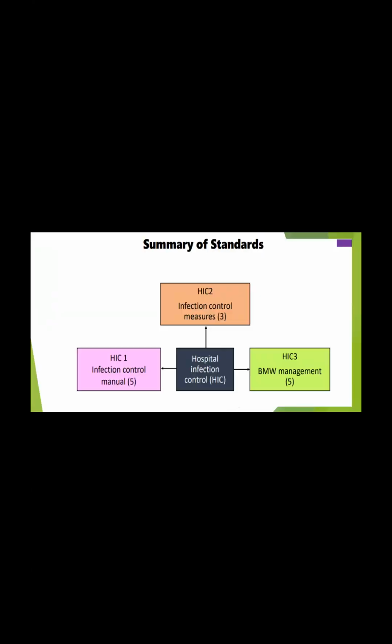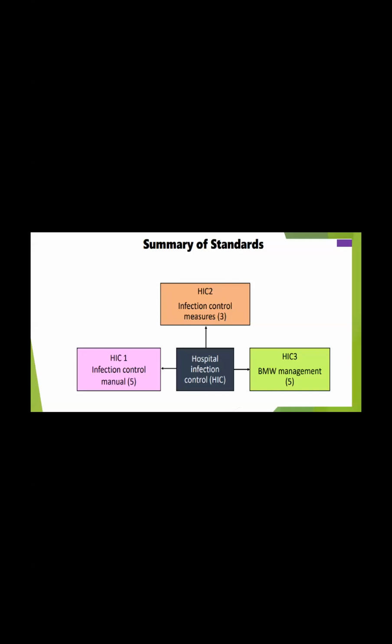So summary, like in any department, whether you're working in the medical department, pharmacy, nursing, or infection control, there are some standards. As you can see in this image, summary of standards. One is your infection control measures. Then you have to focus on your manual. All of you must be having an infection control manual. If you are planning to work in the infection control team, you need to have a very good understanding about the manual and what's written in it, what are the topics covered.